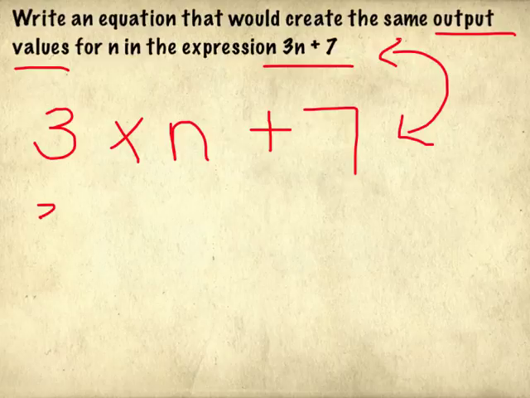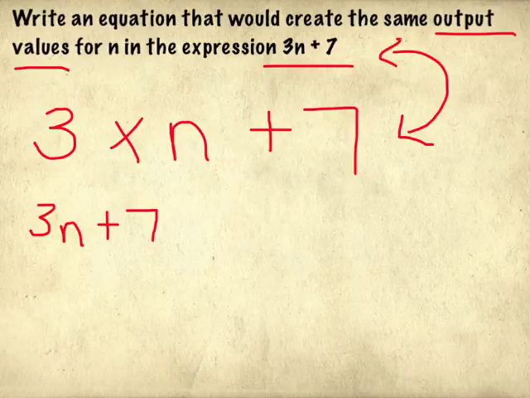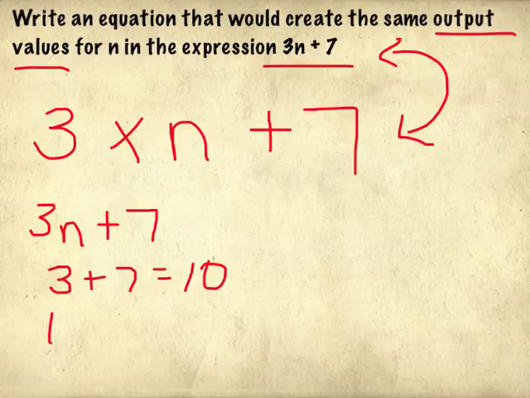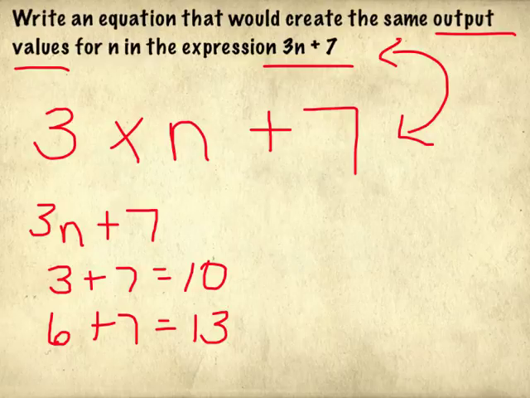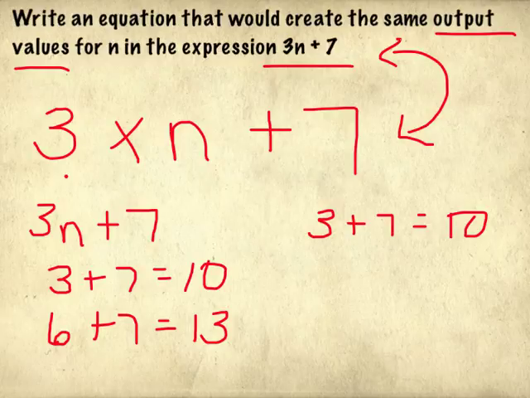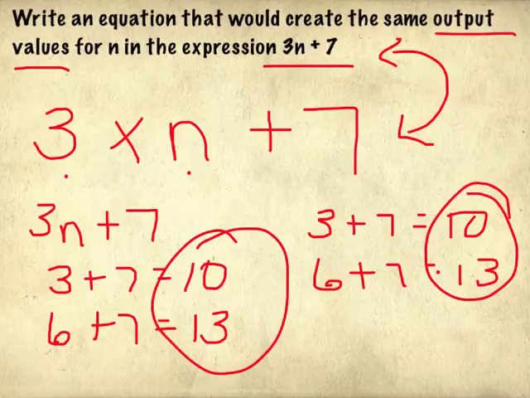And I can check that. 3n plus 7. If I make n 1, then it would be 3 times 1 is 3 plus 7, which would equal 10. If I made n 2, it would be 3 times 2 is 6 plus 7, which would equal 13. Then I'll try my other one. 3 times 1 is 3 plus 7, which would equal 10. And 3 times 2 is 6 plus 7, which would equal 13. The output values are the same.